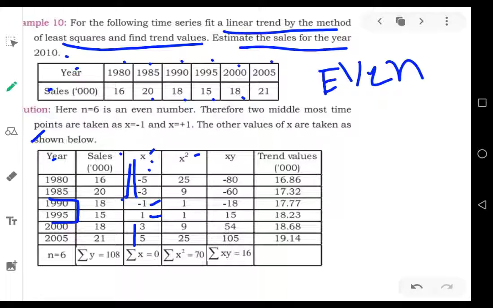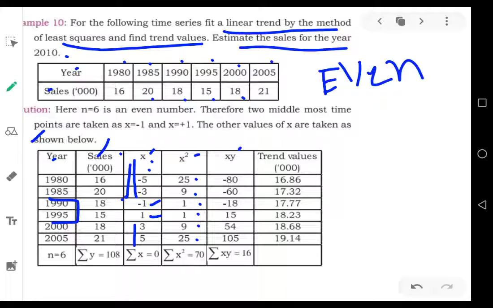Come to the next column, x square. That means just square it, multiply the numbers with itself. That is -5 means -5 into -5, minus into minus plus, 5 into 5, 25. -3 into -3, minus into minus plus, 3 into 3, 9. And again -1 into -1 will become 1, 1 into 1 will become 1, 3 into 3, 9, 5 into 5, 25. That's x square. Go to the next column, xy. xy, x column multiplied with y column. Which is y column?